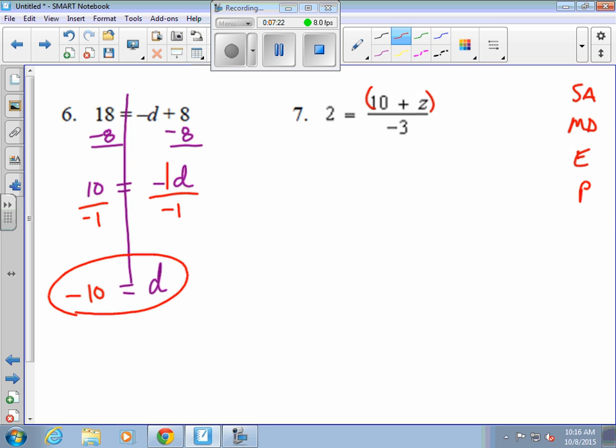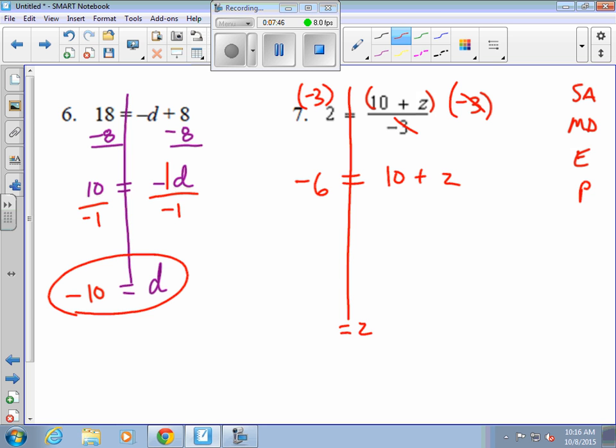The first thing we have to undo is divide by negative 3. So our goal is still to get z isolated by itself, but undo divide by negative 3 by multiplying by negative 3. If you do it to the right, do the exact same thing to the left. Negative 3 times 2 is negative 6, is equal to this, cancels out this, 10 plus z.